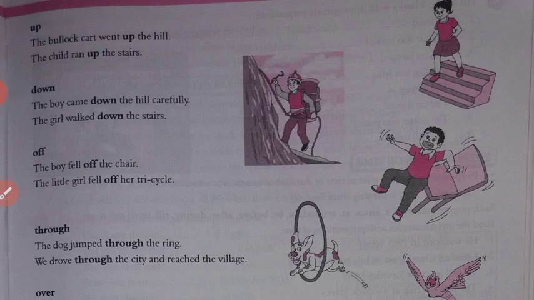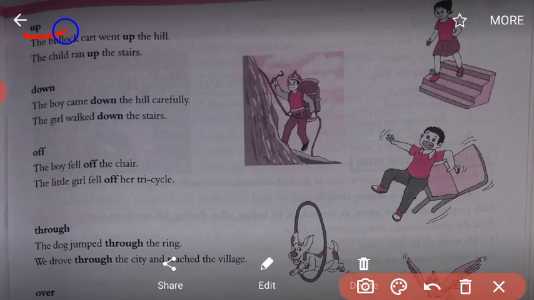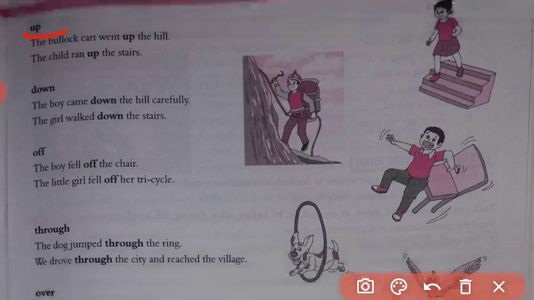So let us continue learning the prepositions showing movement and direction. Here is a new preposition, "up". See, up. It shows the upward. The bullock cart went up the hill. That means from ground to hill. Here one more example is given. The child ran up the stair. It means showing the upward movement. Then in that case we can use "up" as a preposition.